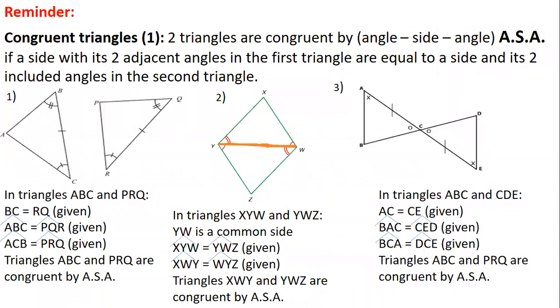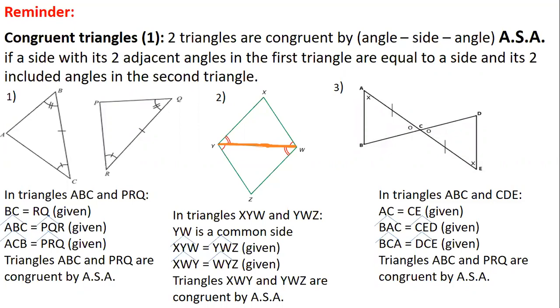Before I start, I will remind you about congruent triangles 1. Please, Huda, start reading congruent triangles 1. Raise your voice, please, because it's very far. Reminder. Congruent triangles 1. Two triangles are congruent by angle side angle, ASA, if a side with its two adjacent angles in the first triangle are equal to a side and its two included angles in the second triangle.